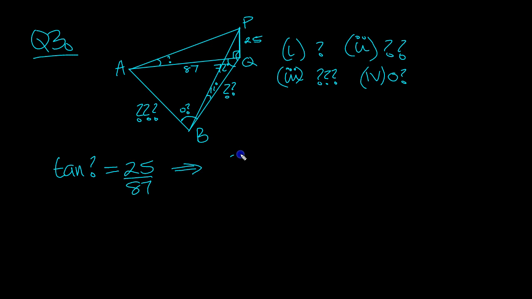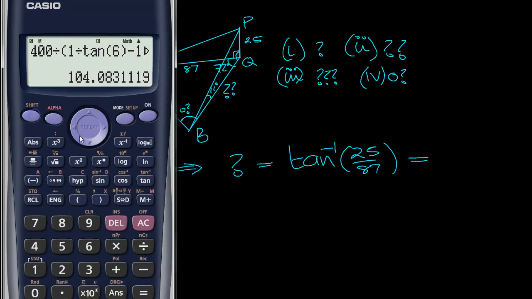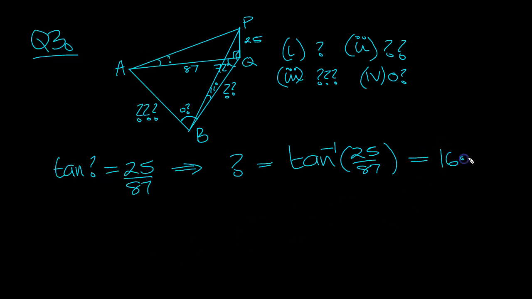So that tells us what the question mark will be equal to. Shift tan of 25 over 87. So shift tan 25 divided by 87, close bracket, equals 16.03. So to the nearest degree, we'll just do 16 degrees. So that's 16 degrees, so we can put that in the picture now.